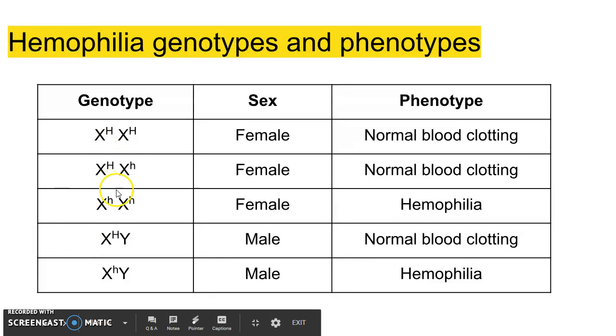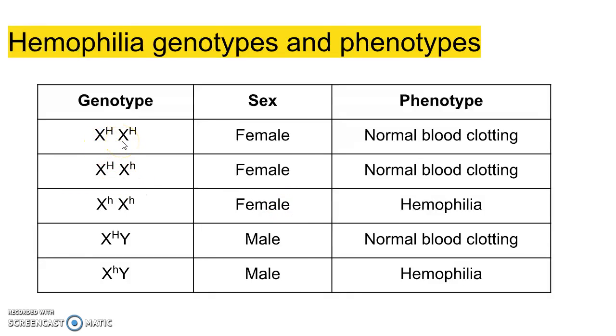So the first three genotypes will all result in a female baby because they all have two X chromosomes. And for the first two, the female is going to have normal blood clotting because she has at least one copy of the dominant normal allele, big H. Now this second female, though she will have normal blood clotting, is considered a carrier for that recessive hemophilia allele because she has one X little h, and she could pass it down to her children. This third female would have hemophilia because she has two of that recessive little h hemophilia allele.